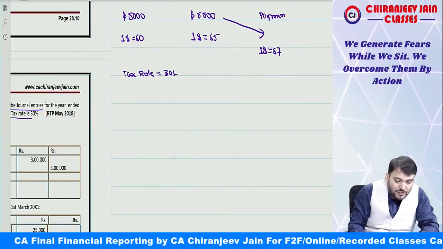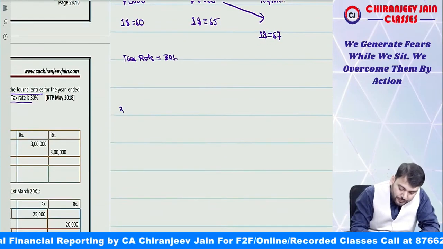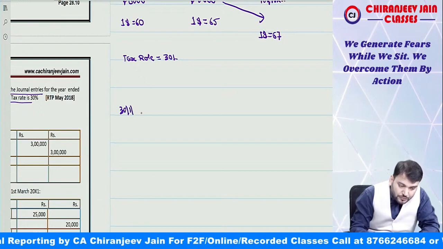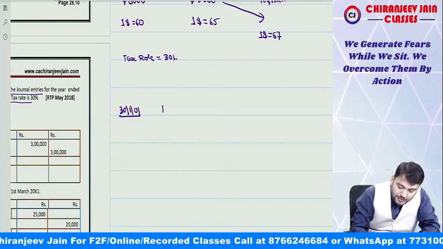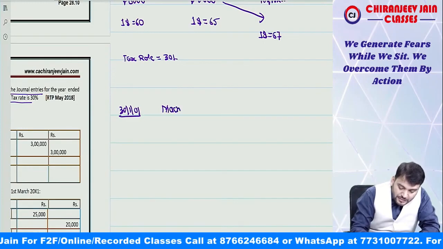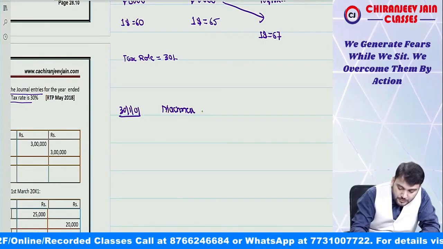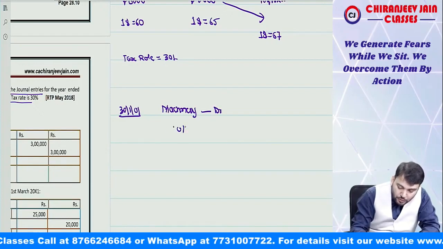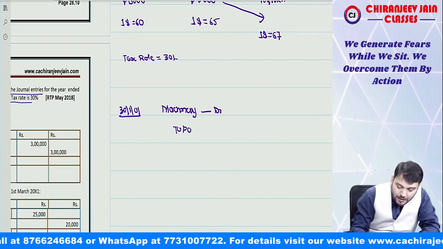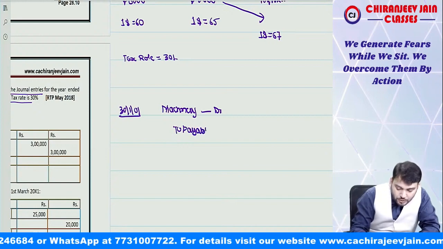Correct? So can I say the first journal entry will be done on 30th Jan 2001. What journal entry? Machinery account debit to payable.